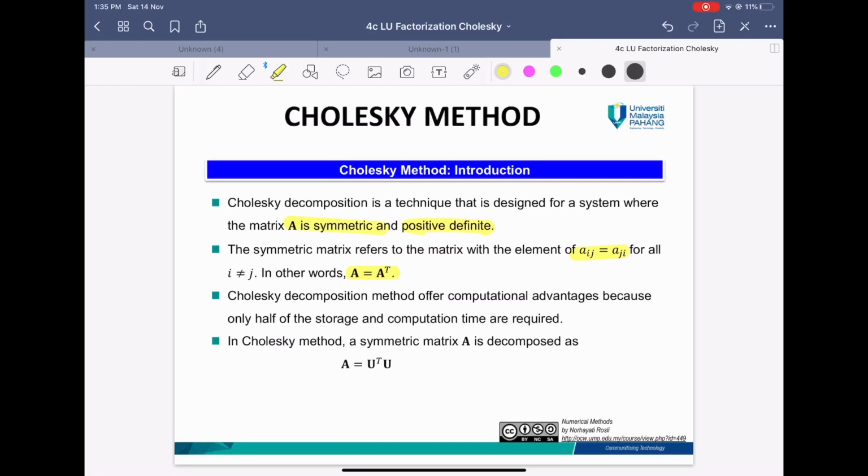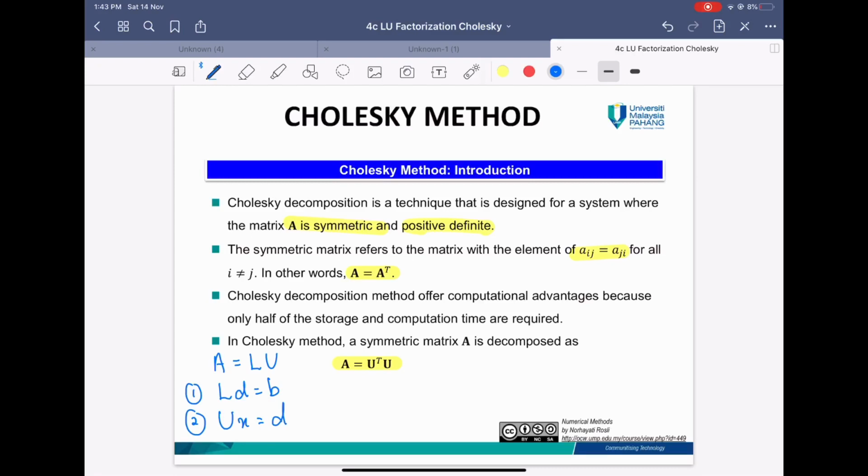In the Cholesky method, a symmetric matrix A is decomposed as A is equal to U transpose times U. Before this, you have learned that under the LU factorization method, we can write matrix A as the product of matrices L and U. After you find matrices L and U, we can set up LD equal to B. To find the solution for X, we write Ux equal to D.